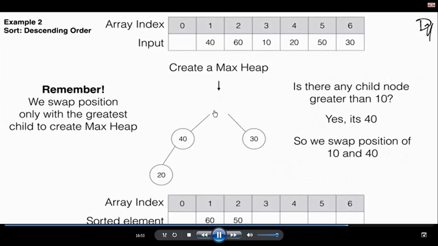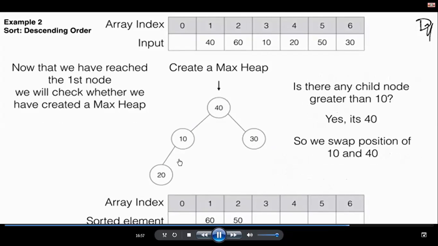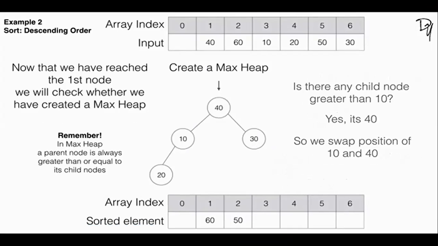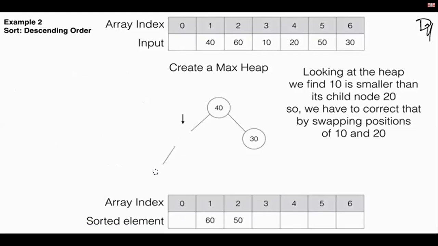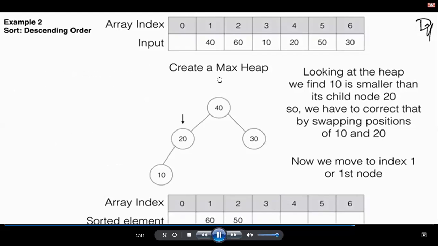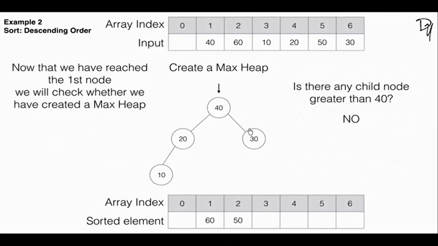Swapping 40 and 10. After swapping also, we have to check in all the places whether it is properly created or not. So by looking at this, 10 is smaller than 20, right? So again what do we have to do? Swap 10 and 20. And again move to the first position, checking both. So none of the children is greater than its root node. So now it's perfectly fine.